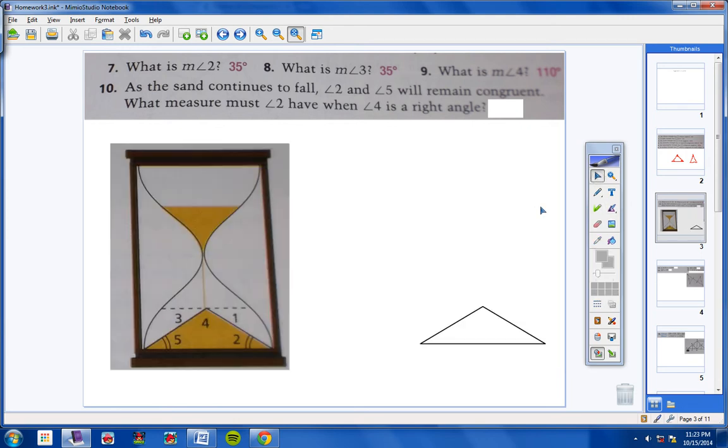Okay, now they're saying when this angle right here, angle 4, hits 90 degrees, what must angle 2 be? Well, remember, angle 2 is going to stay congruent to angle 5. So if this is 90, then I need these two angles here to add up to 90 also to give me 180. So if these two angles are congruent and they have to add up to 90, then we have 45 and 45. So angle 2 must be 45 degrees. Okay? All right. Moving on.